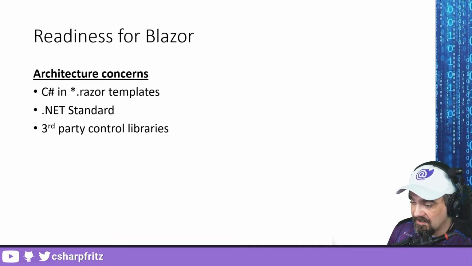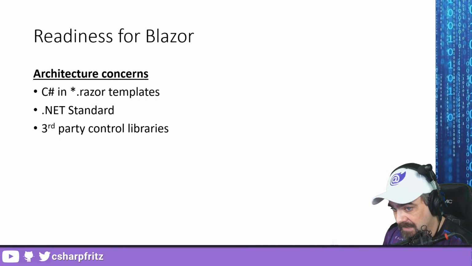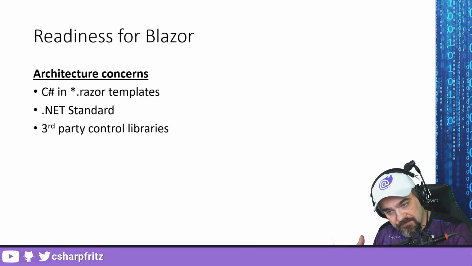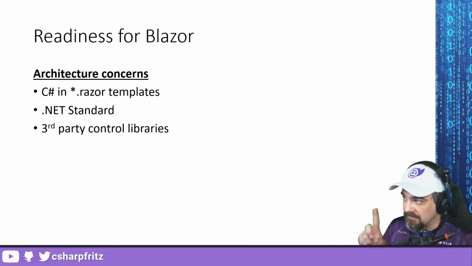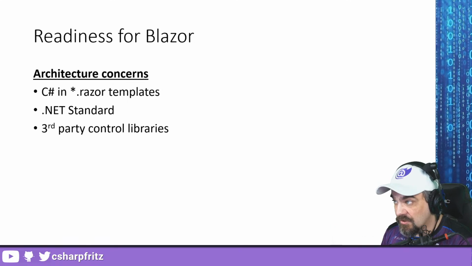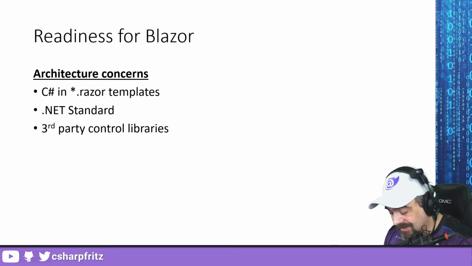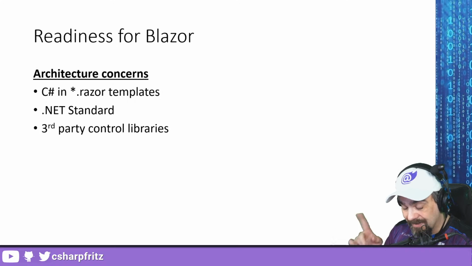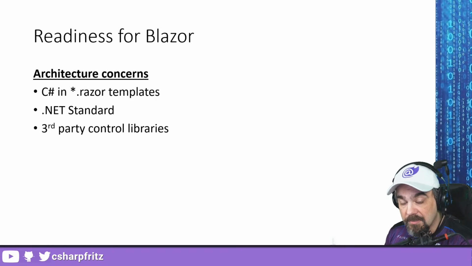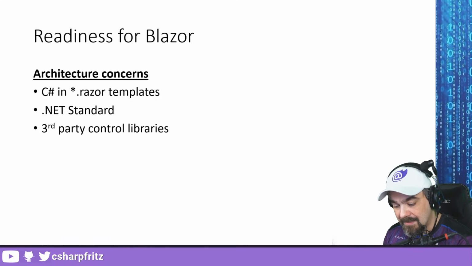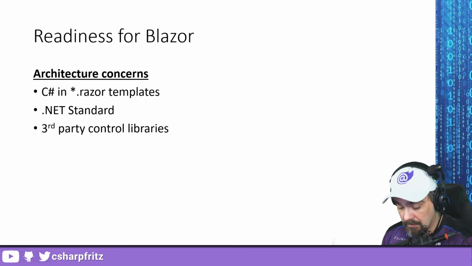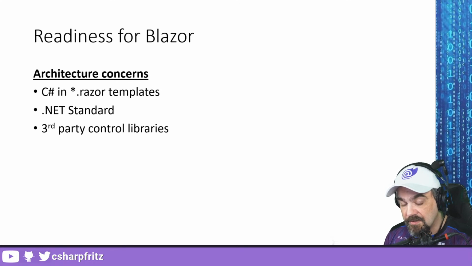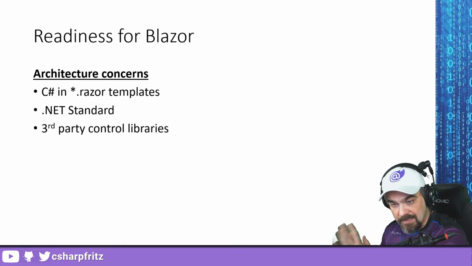So how do you get ready for Blazor if you have a web forms application? Well, you want to get all of your C#, you have some architecture concerns first. Your C# is going to end up getting moved into Razor templates. So we need to figure that out. You want to get your code .NET Standard compliant. You don't want to be tied to anything that is Windows specific. Okay? So there are ways to do that so that you can be .NET Standard.